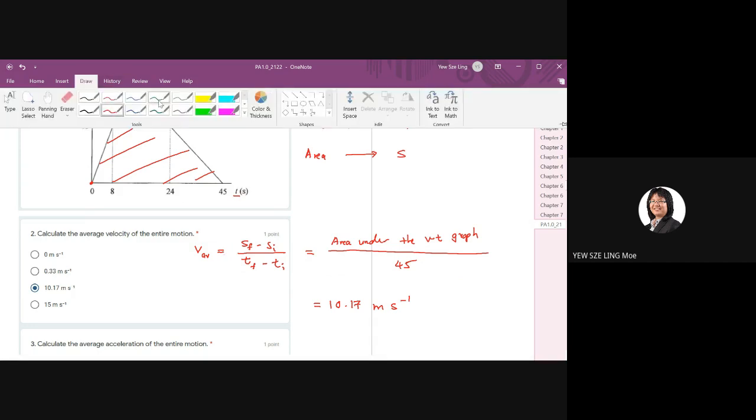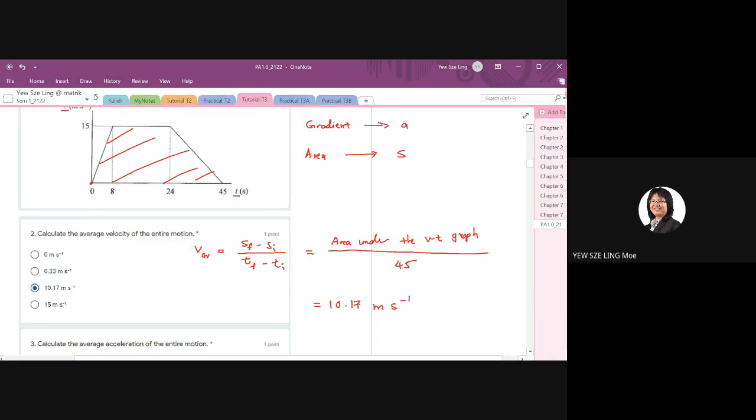Now this area given is a trapezium shape. In case in the exam you don't know how to calculate the area of a trapezium, because your brain suddenly short circuits, what can you do? You can calculate the area of this triangle, plus the area of this rectangle, plus the area of this triangle again. You can split it into 3 different areas and then just add them up. That is nothing wrong. So the total area under the graph divided by 45 seconds gives you the average velocity.